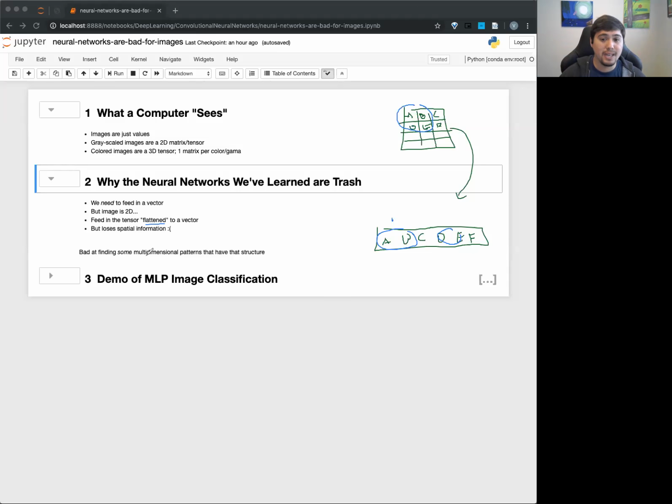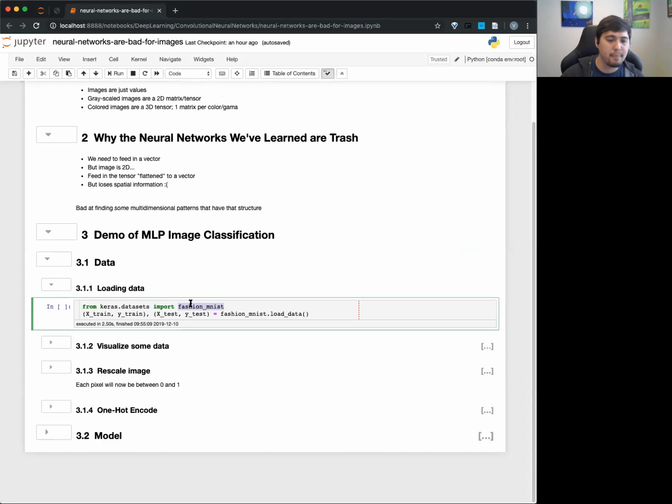So I'm showing you a little of what this looks like, and then we're going to extend this to convolutional neural nets. First, let's load in some data. In this case, Keras has a data set called Fashion MNIST. MNIST, do you guys know what that data set is by chance?